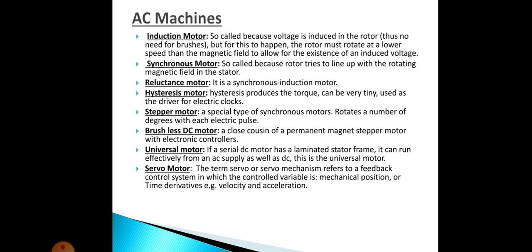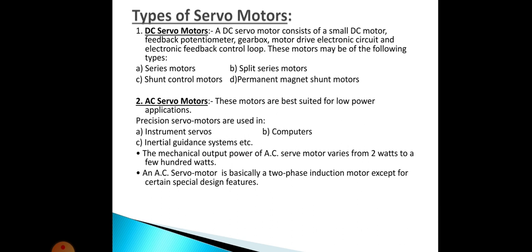The next one is the servo motor. The term servo or servo mechanism refers to a feedback control system in which the controlled variable is mechanical position or a time derivative, for example velocity and acceleration. So why this servo motor? The servo motor uses a feedback system, a feedback control system, that's why it is called a servo motor. The next one, we will be seeing the types of servo motors.